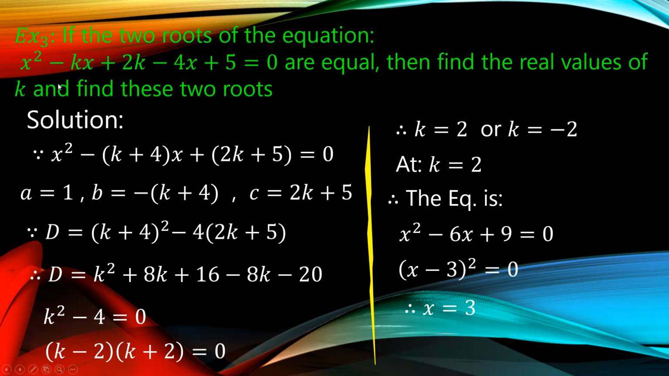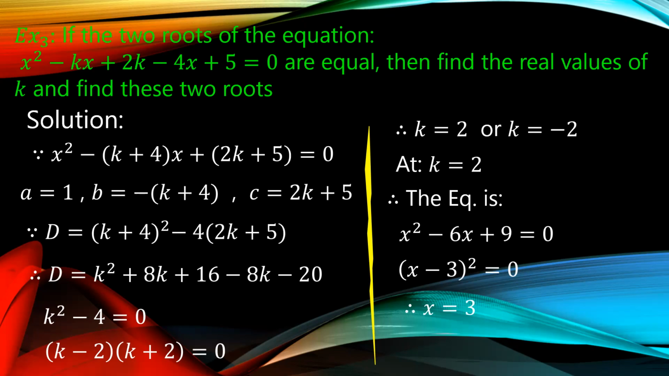At first, write the equation in standard form: x^2 - (k+4)x + 2k + 5. Then a equals 1, b equals -(k+4), and c equals 2k + 5. By substitution in the discriminant b^2 - 4ac, the discriminant here equals 0 because the two roots are equal. Then k^2 - 4 equals 0.